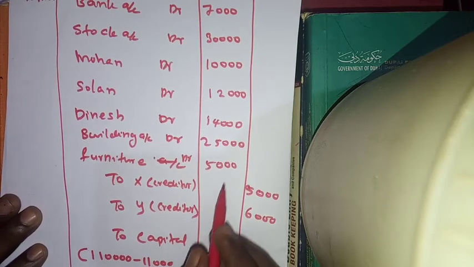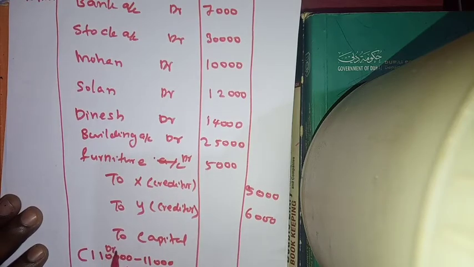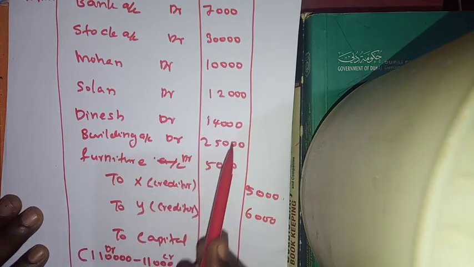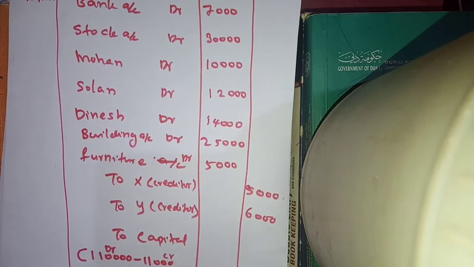So this is the debit side total, and this is the credit side total. The credit side has only two values, 5,000 plus 6,000, 11,000. On the debit side, 8,000, 7,000, 30,000, 10,000, 12,000, 14,000, 25,000, 5,000. Adding these, you get 1 lakh and 11,000. So 1 lakh and 11,000 minus 11,000 is 1 lakh.